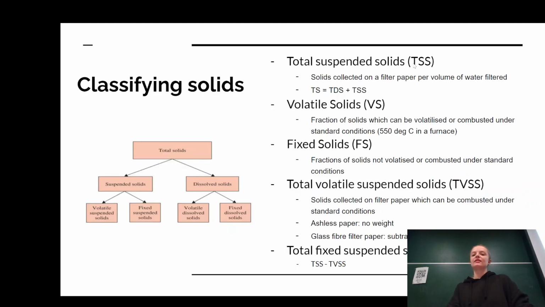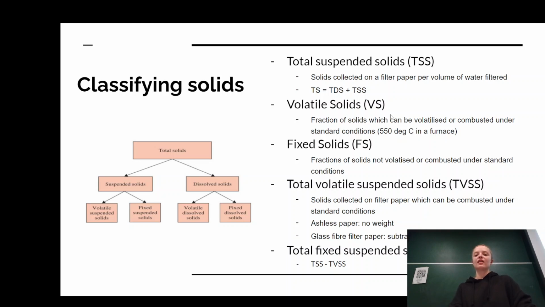So going into these definitions in a little more depth, total suspended solids, also called TSS, is solids collected on a filter paper per volume of water filtered. That's the stuff that doesn't get dissolved into the solution and gets caught on top of that filter paper, and total dissolved solids plus total suspended solids is equal to total solids. So that's like this component at the top.